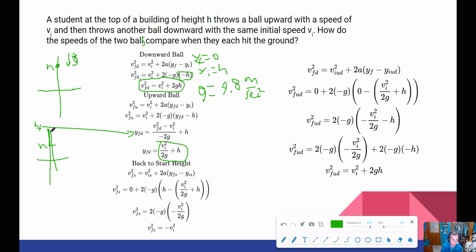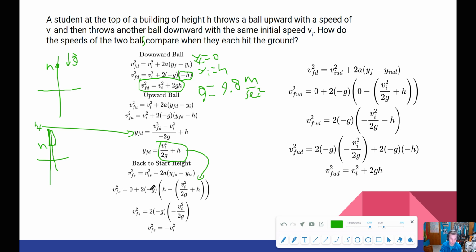And so the next part that I'm going to do is going from the maximum height back to our starting height. Okay. So what we have here is our final velocity at the start is equal to the initial velocity of the second part. So our final velocity of the second part squared is equal to the initial velocity of the second part squared plus 2a times y final of the second part minus y initial of the second part. So the initial position is this right here. Our final position is our original height h. Okay, it's not 0. It's our original height. So we're going back to the same height that we started at.